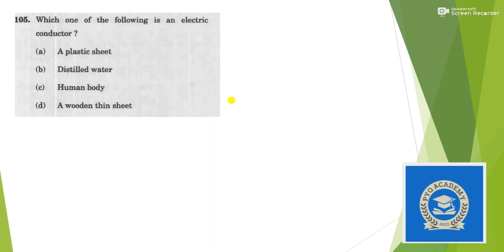Which one of the following is an electric conductor? If you know the basic concept of conductor and insulator, you can solve this. Plastic sheet is an insulator, so this is not the answer. Distilled water doesn't contain any minerals, so it is also an insulator. Okay. Wooden thin sheet will not conduct any electricity. So the answer is option C, human body. Human body has blood, so current can flow through the human body. Okay.